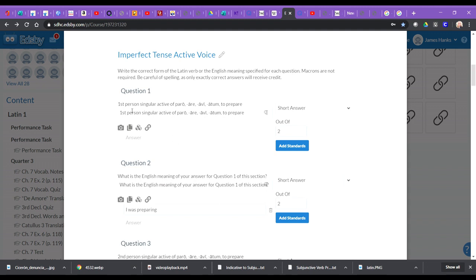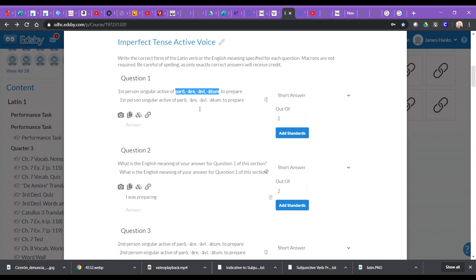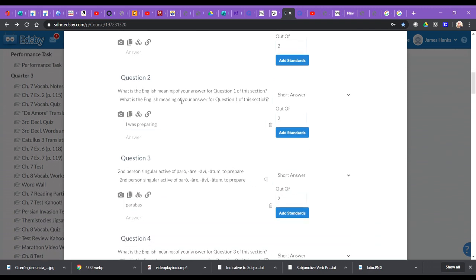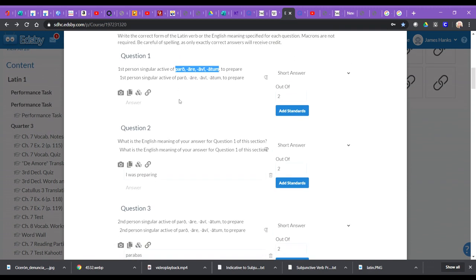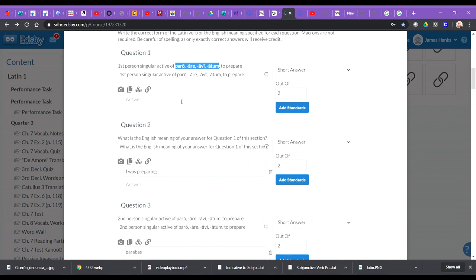P-A-R-A-B-A-M. Remember, it's going to be the stem plus, if it's first conjugation, the stem letter is A, plus B-A is the tense sign, plus the personal ending. The verb on the quiz, it's not going to be paro, but it'll be first conjugation. So the stem letter is going to be A no matter what. Just remember that. Then it's going to alternate between asking you what the form is in Latin.